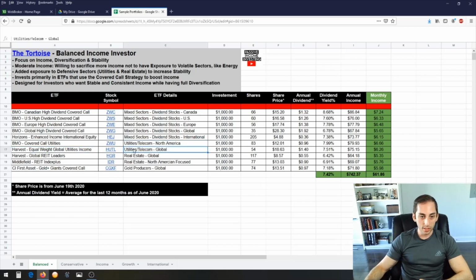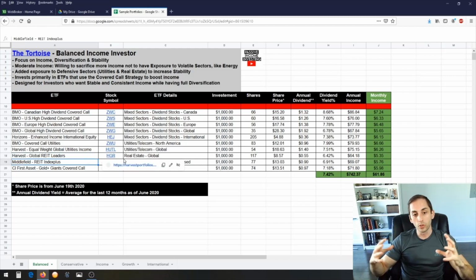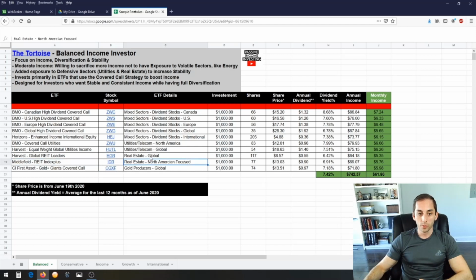But they're both utilities. In terms of real estate, the second defensive sector, you have HGR, which focuses on global real estate, and IDR, which focuses on global as well, but is more North American focused. So you have really good extra exposure to defensive sectors, utilities, and real estate. And of course, you're always going to make sure to have some gold in your portfolio.